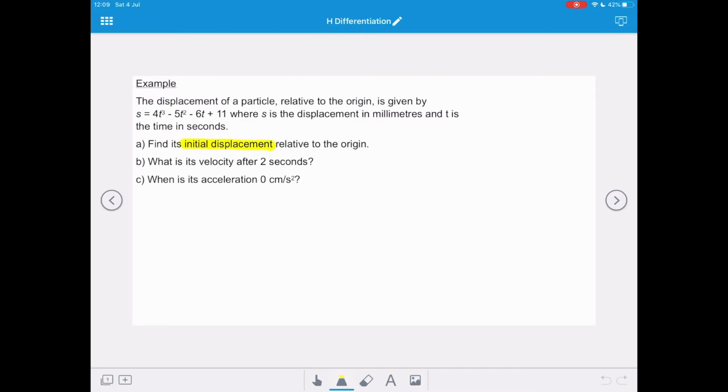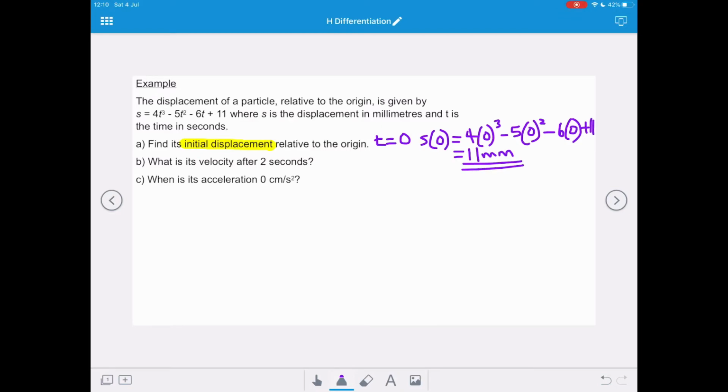Now we know that the initial displacement is when t equals 0 because it's at the start of the particle's journey. So we want to know what happens when we substitute t equals 0 into our displacement formula. So we're looking to calculate s of 0. And so that's 4 times 0 cubed minus 5 times 0 squared minus 6 times 0 plus 11. And so the initial displacement relative to the origin is 11 millimeters.